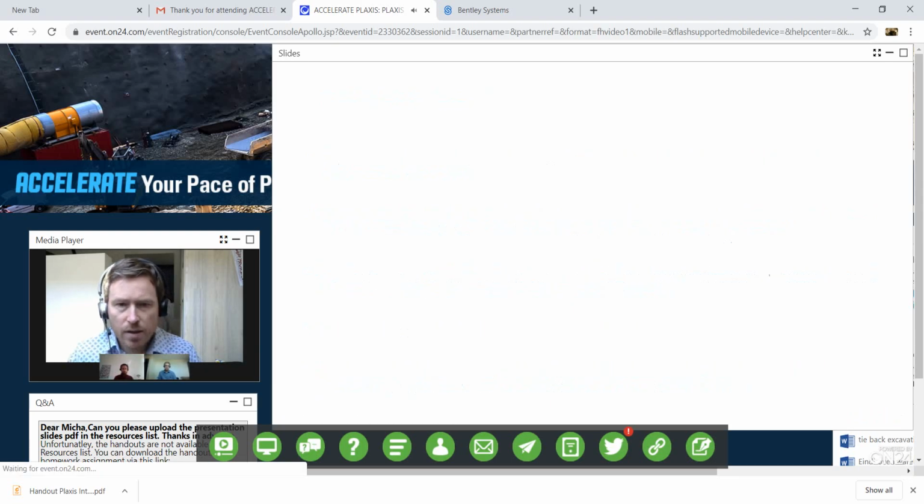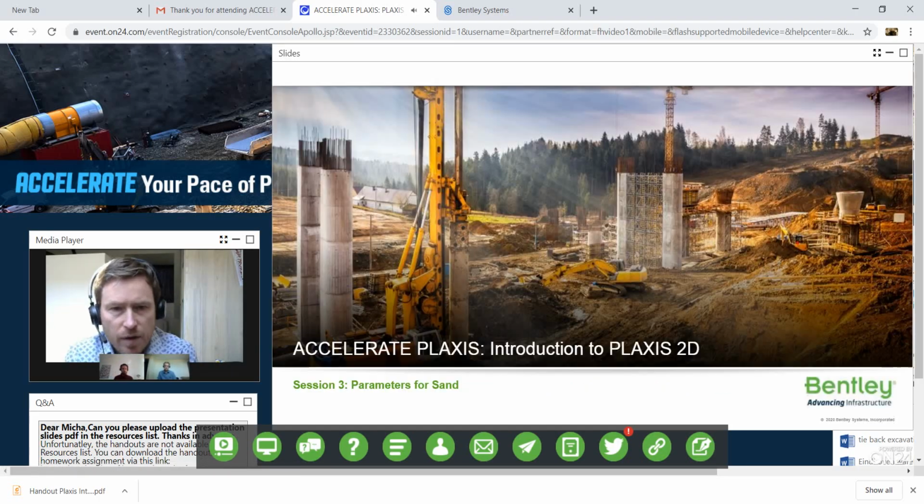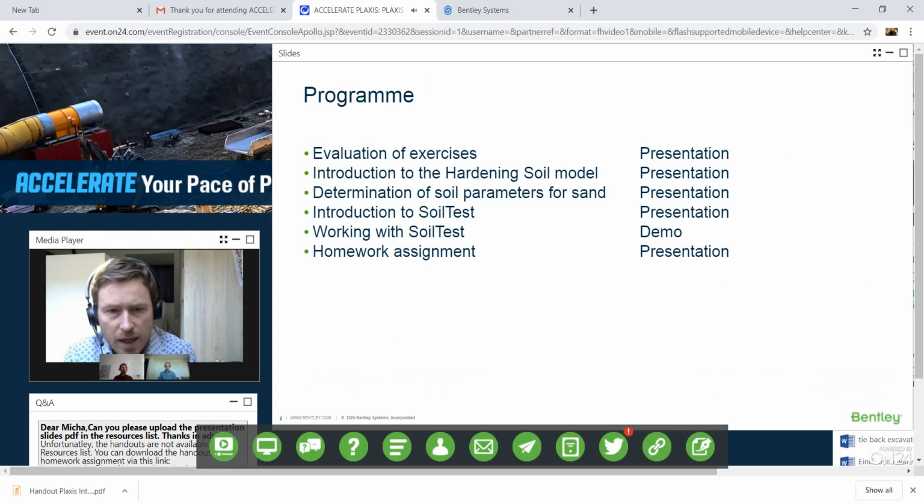So for today's session, Dennis will start off with the evaluation of the exercises, followed by an introduction to the hardening soil model. Probably then we're halfway through our session for today. Then we do a quick break. I'll follow up with the determination of soil parameters for sand, and we'll give a quick overview of SoilTest, the special application that we have to simulate laboratory testing, and then we finalize with the homework assignment.